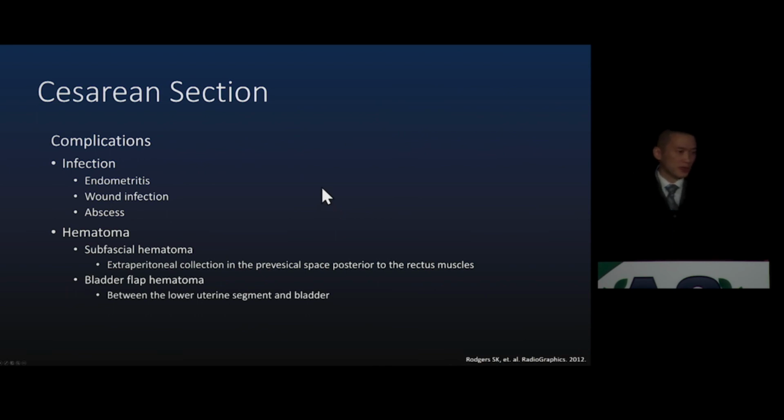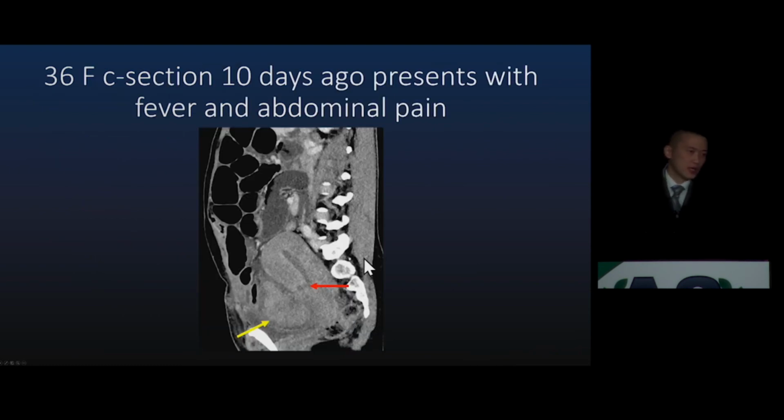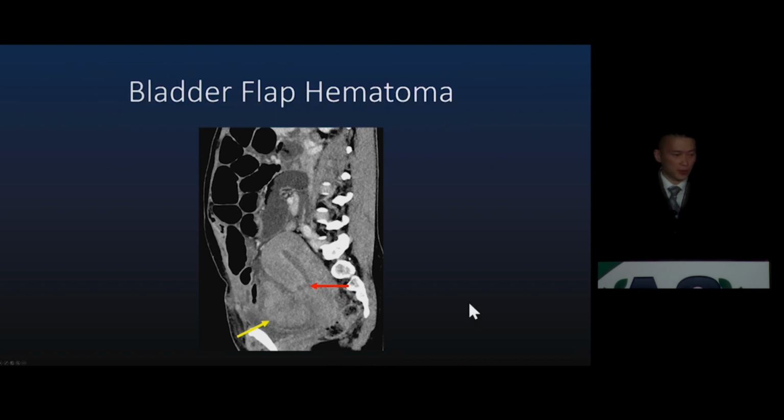All right, next we'll move on to C-section. So complications include infection and bleeding. With regard to bleeding, hematomas tend to accumulate in one of two places, the subfascial hematoma and the bladder flap hematoma, which is between the lower uterine segment and the bladder. Here's our case. C-section was performed 10 days ago, and we do see this hyperdense heterogeneous collection between the bladder and the lower uterine segment. So this is a bladder flap hematoma.